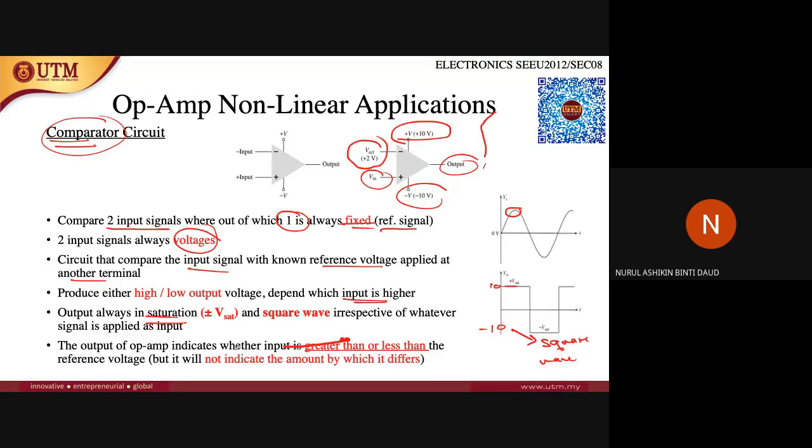It means that from this output, you can only know whether the output value is greater than the input or lower than the input. For this case, let's say the input here is 5 and the reference is 2. Since 5 is bigger than 2 for the inverting configuration, it will make the output become the maximum value of the positive DC supply.